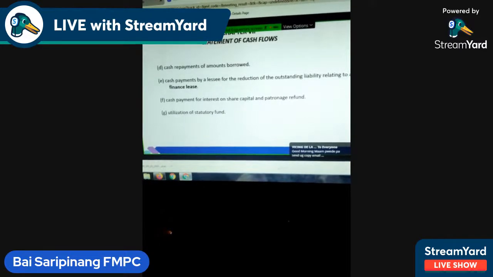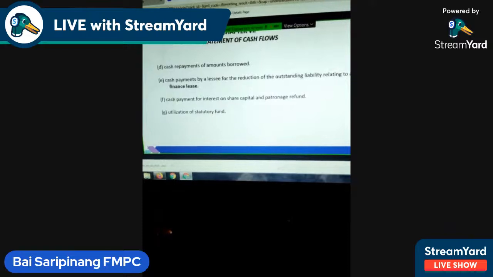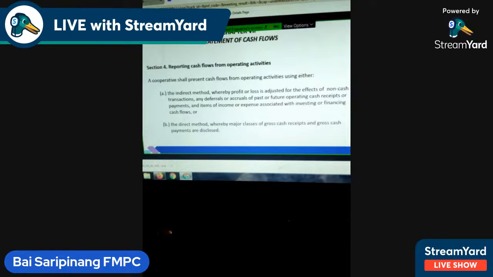When we have paid, of course, that is part of our outflow of cash. The cash payments by a lessee for the reduction of the outstanding liability relating to a finance lease. The cash payment for interest on share capital and maturities. That is a financing activity because we are paying our members because of their shares. And of course, the utilization of the funds.